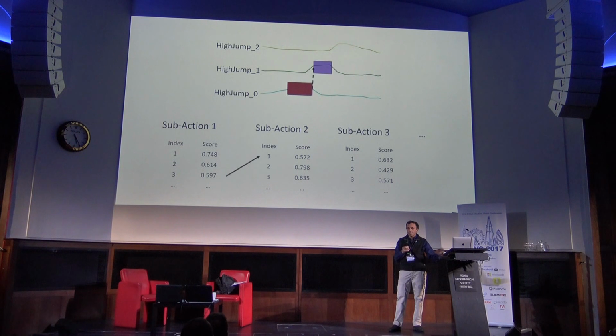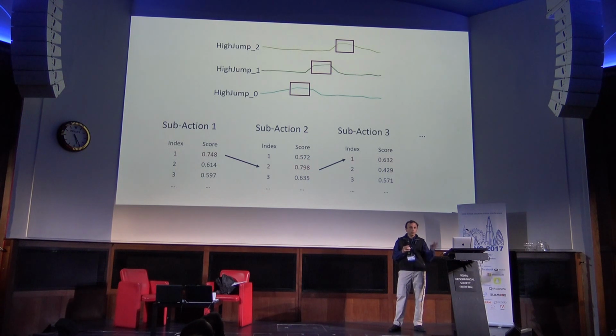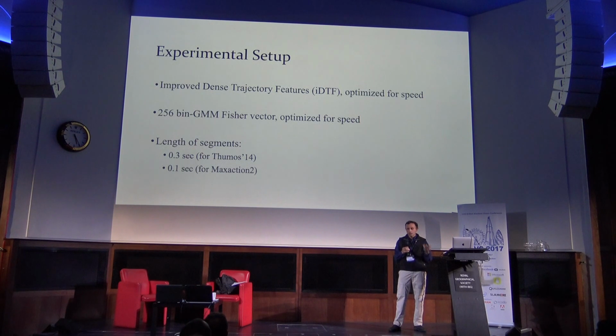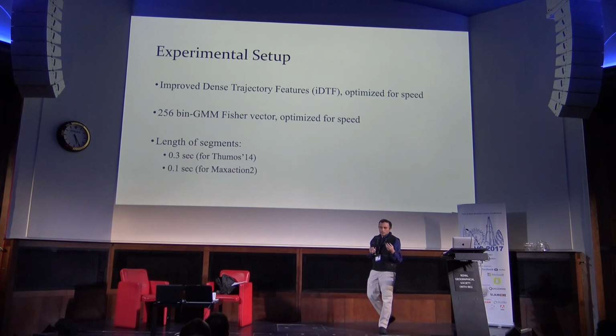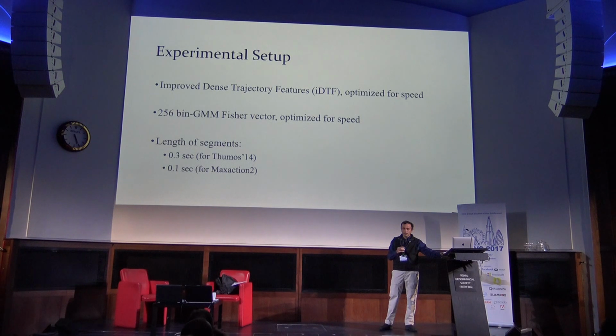And so here's where the network flow comes in, and you try, in a dynamic programming way, to identify the best set of subaction detections. That gives you a final score, not only for the subactions, but also for the action itself. And so then that's basically the algorithm. So we use IDT features, we optimize them for speed, and similarly the Fisher vector computation was optimized. And then the lengths of the segments are kind of fractions of a second that we apply.